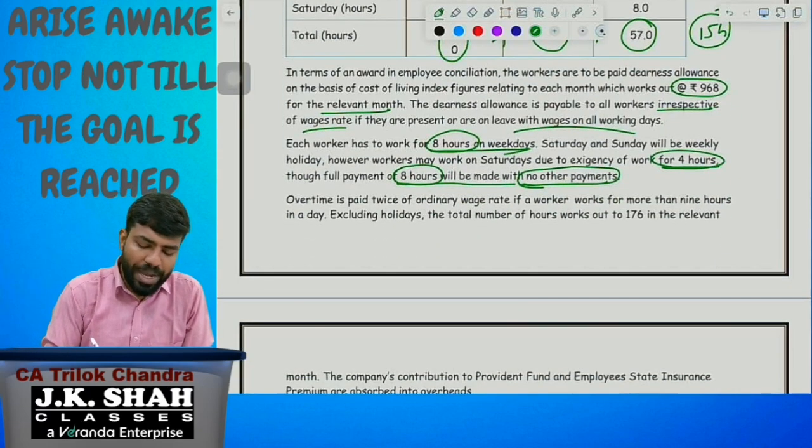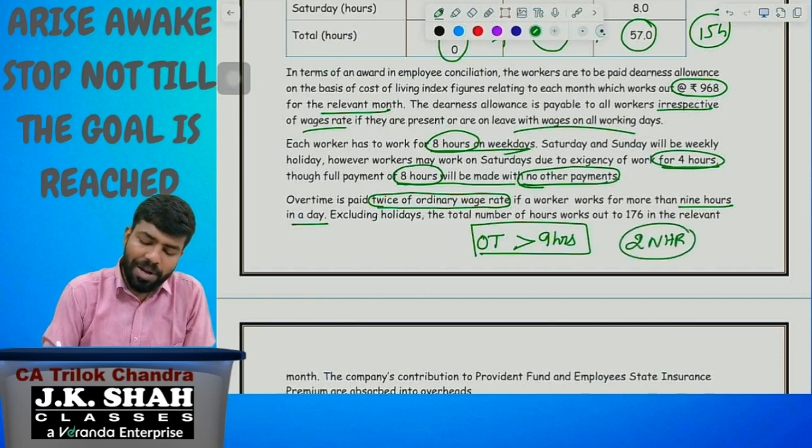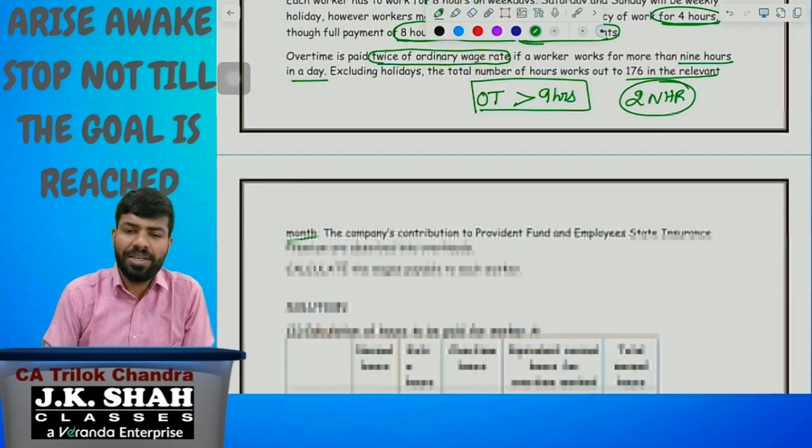Next. Overtime is paid twice the ordinary wage rate if a worker works more than 9 hours in a day. So the point is, what will be considered as overtime: working beyond 9 hours will be considered as overtime. When it comes to overtime, it is double the normal hourly rate. These are the two points mentioned. Now, excluding holidays, the total number of hours works out to 176 in the relevant month.